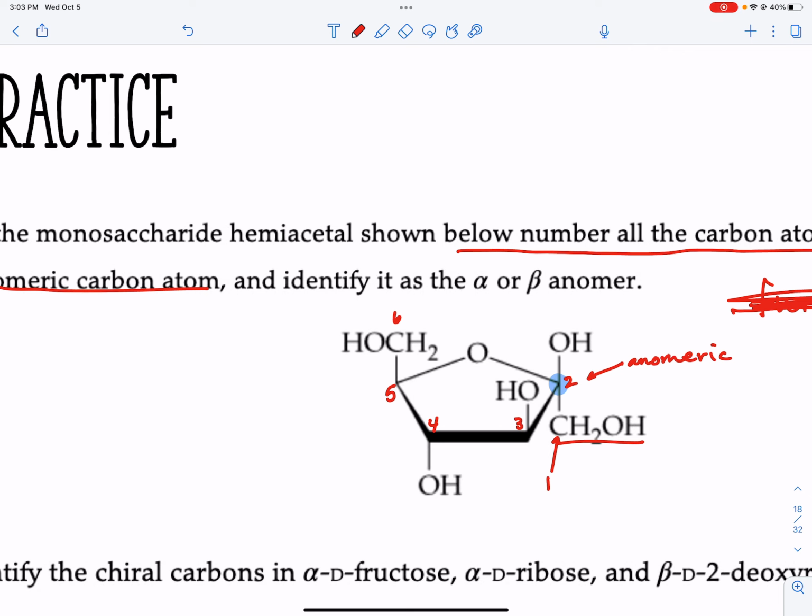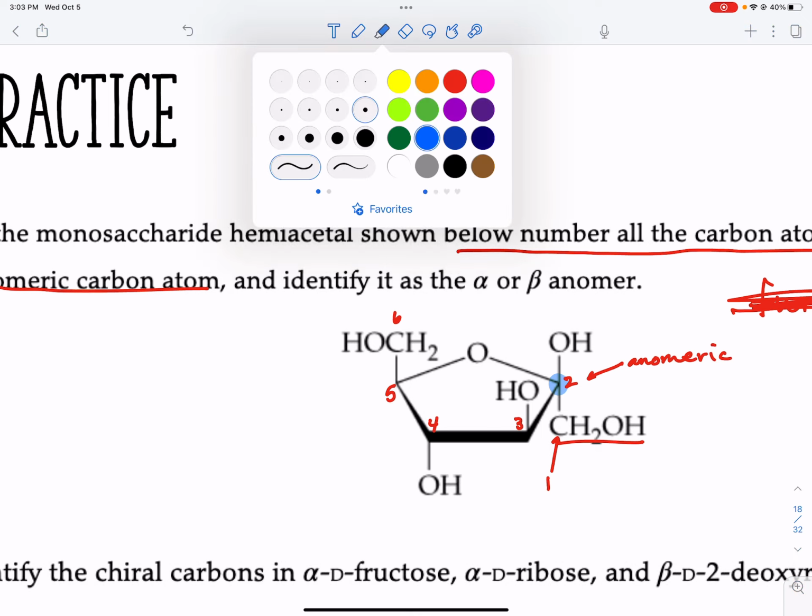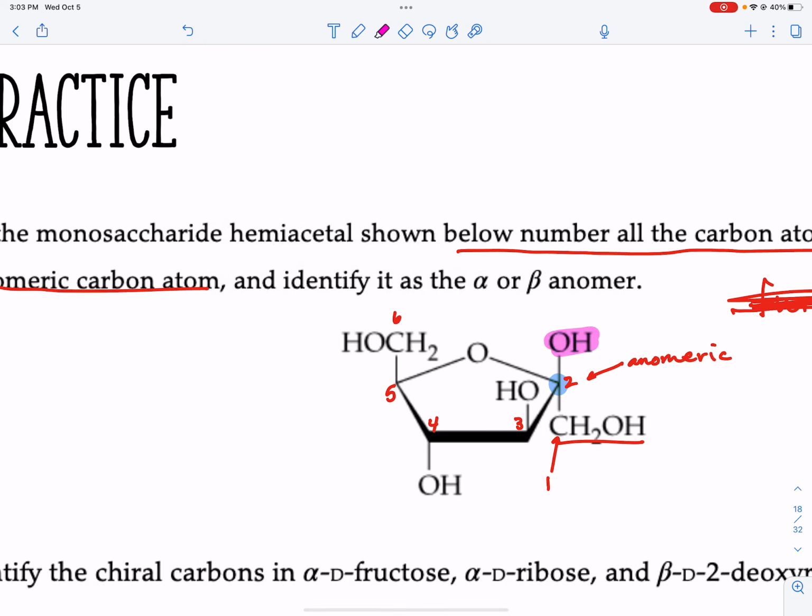And now we want to identify it as either the alpha or beta anomer. So what you need to do is look at the OH and the CH2OH. If they're in opposite planes, they are alpha, but if they're in the same plane, they are beta. Okay, so this is the beta anomer.